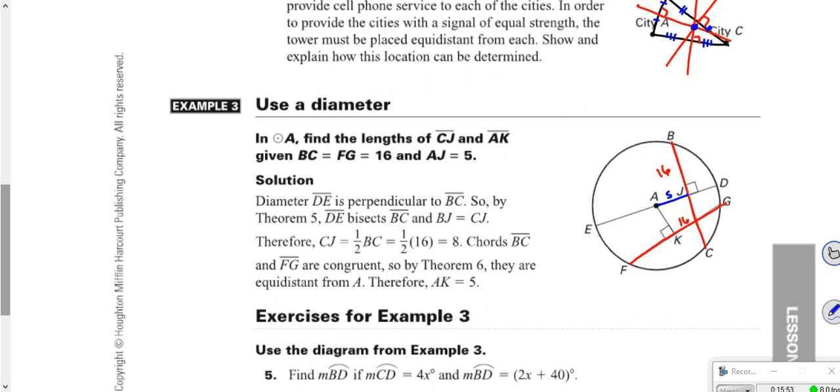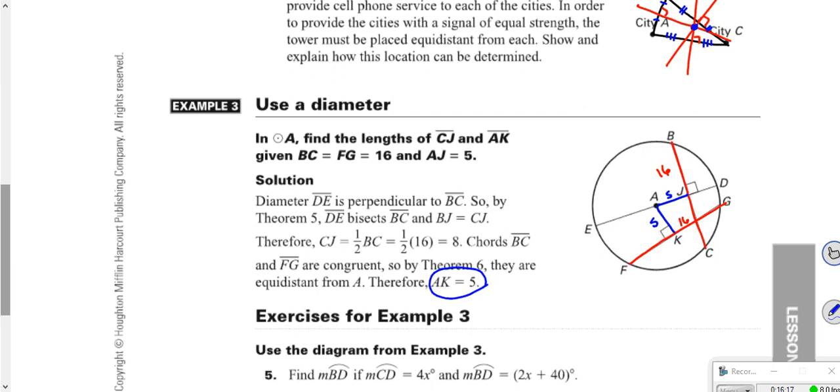First of all, the first thing that jumps out at me is AK. If BC is congruent to FG, then that means they are equidistant. They're the same distance from the center. So if AJ is 5, that means that AK is 5. That's the first one that jumps out at me just by looking at my colors here.